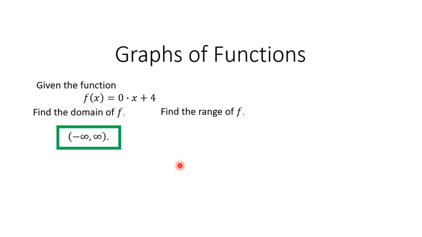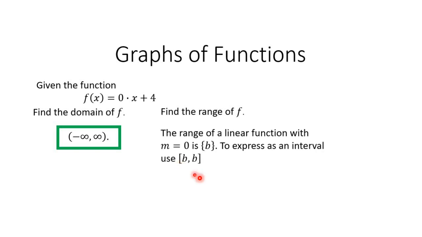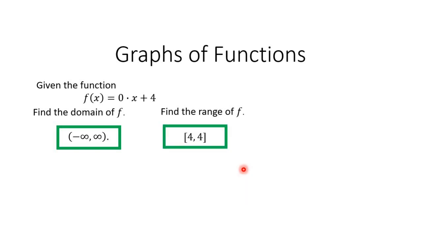And now we can find the range. Now there was a different rule for the range when the slope was equal to 0. If the slope of your linear function is equal to 0, then the range of the linear function is just b. In this case, b is the number 4. So the range of this linear function is just the number 4. And as an interval, that would be just 4 to 4, including 4. So that's just the number 4. And that would be the range of my linear function.